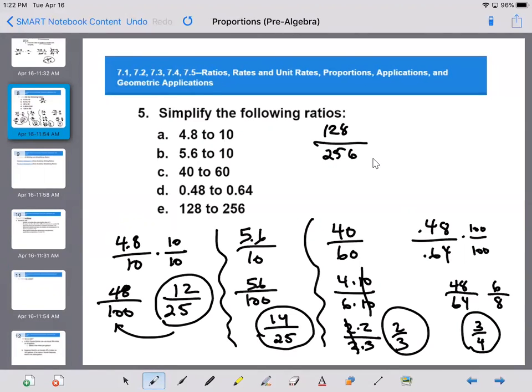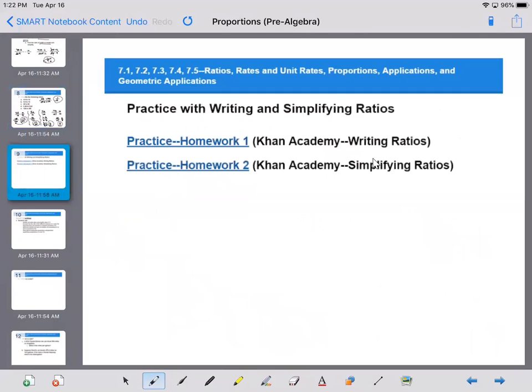But you can also divide both by 128, because 128 multiplied by 2 gets you 256. So actually, this one is 1/2. So that's simplifying your ratios. Some extra practice on that before our meeting Thursday, I would encourage you to look at some of the practice with writing ratios and simplifying ratios.